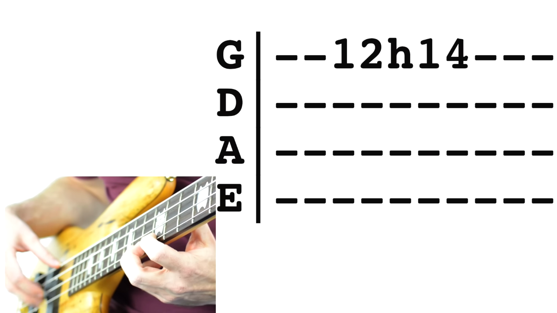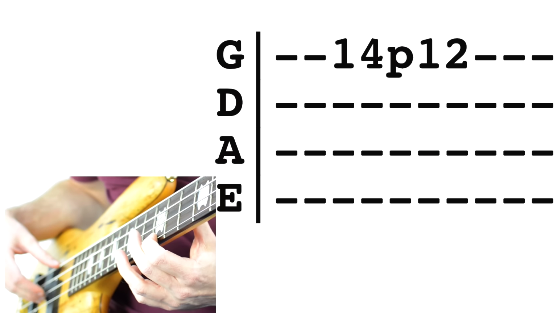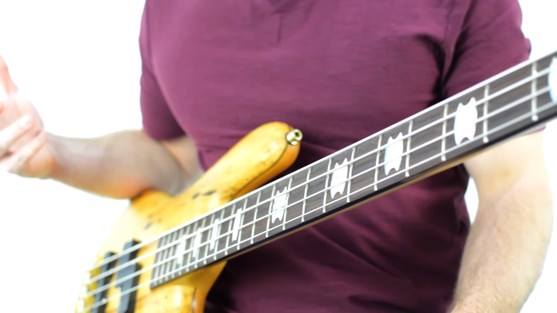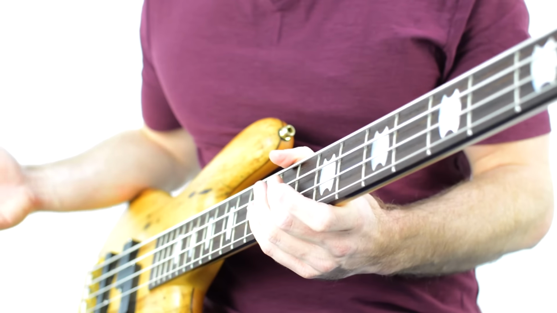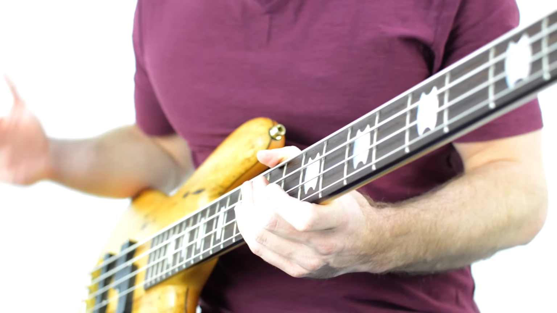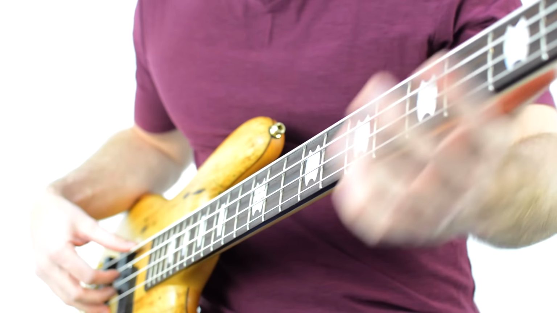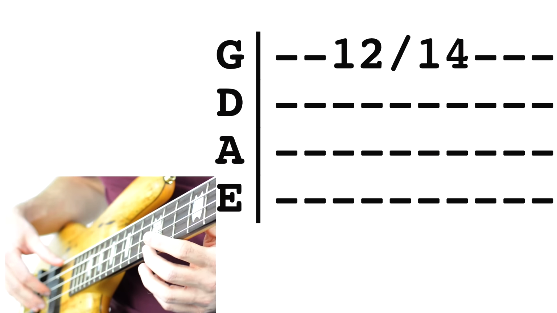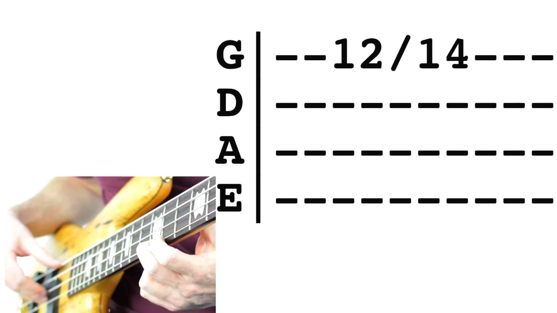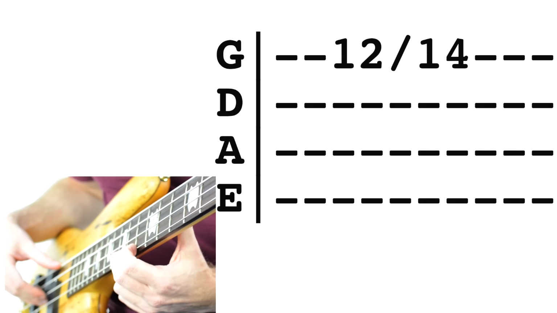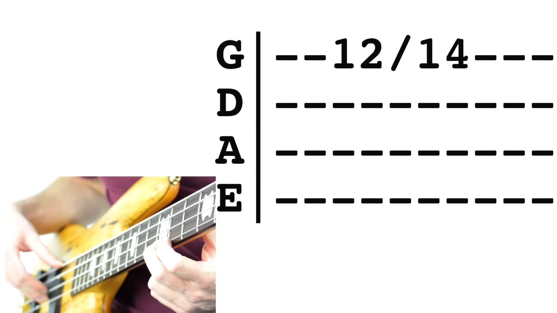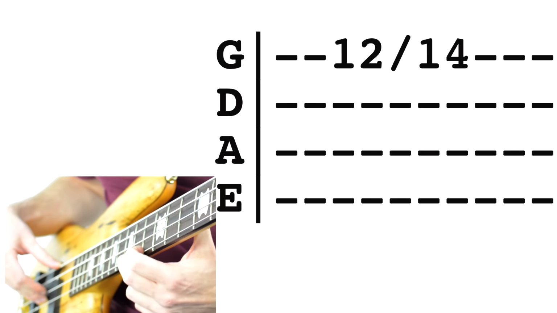Hammer on, pull off. Hammer on, pull off. Just like that. You'll also sometimes see slides that are notated with backslashes and forward slashes. Now a forward slash means to slide up and a backslash means to slide down. So if you saw something like this, you'd need to start on the 12th fret and then slide up to the 14th fret. Yeah, again without the plucking hand.